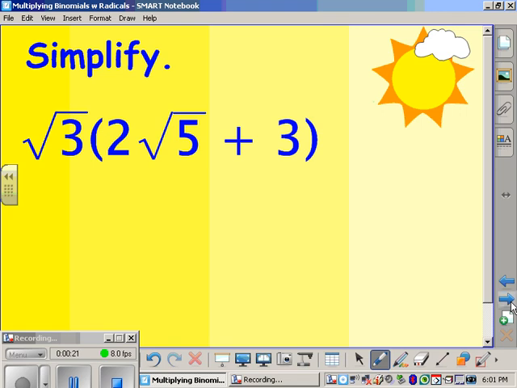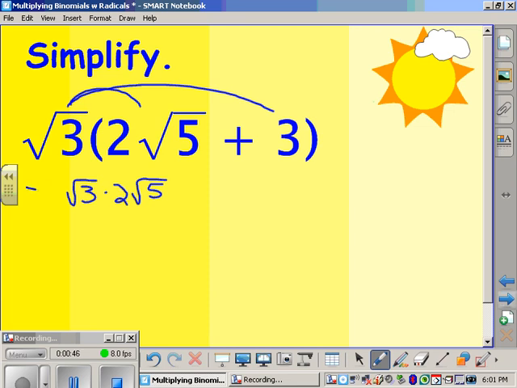So remember, when we are distributing, we are multiplying radical 3 times each term. So let's start with radical 3 times 2 radical 5. Now remember, when you're multiplying radicals, you can only multiply numbers outside the radicals together, and then you can multiply numbers under the radical together.